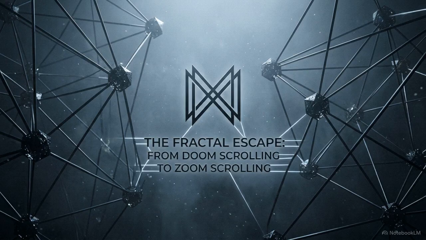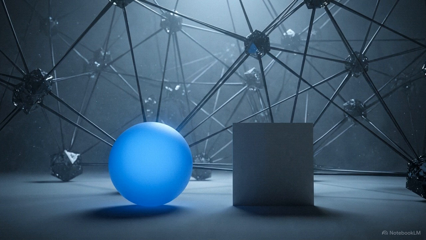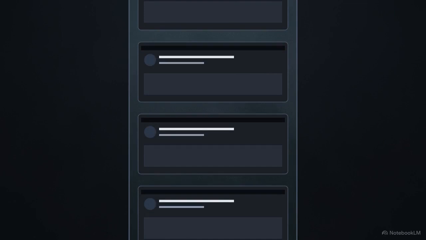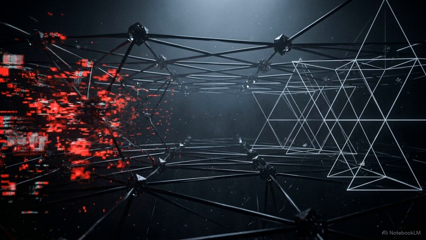In his essay, The Fractal Escape, From Doom Scrolling to Zoom Scrolling, J. Paul Duplantis, the architect of the iDIG protocol, diagnoses exactly how we get trapped in this digital tractor beam. He points out that the real trap lies in the shape of the data itself. Standard computing treats information as a flat list, a linear silo that pushes content at you in a straight line, leaving you no choice but to follow the noise. Escaping the noise of modern algorithms requires altering the underlying geometry of how information is organized.